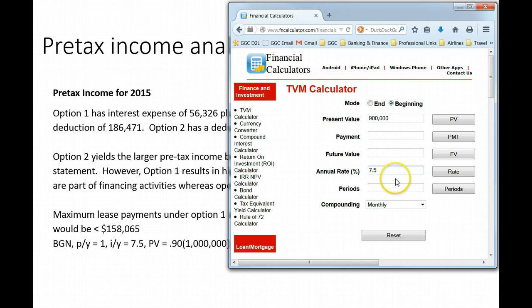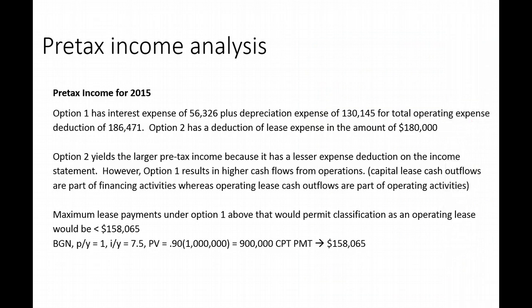Interest rate again is 7.5% per year. I've got 7 annual periods. And now what I'm trying to figure out is the payment. What would the maximum amount of payment be? And that turns out to be $158,065. And that's what we would come up with as our maximum payment.